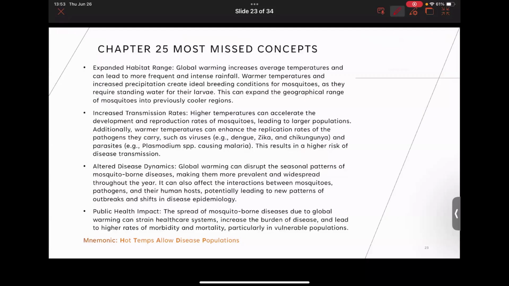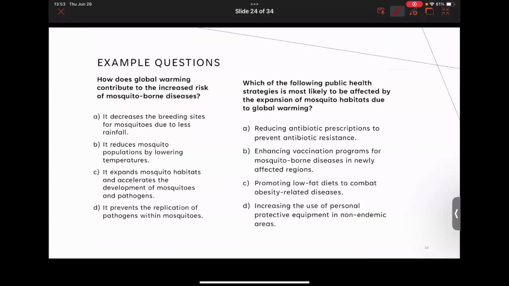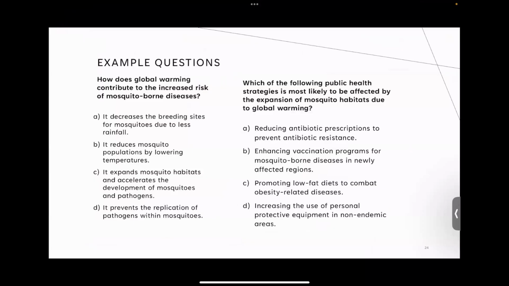Chapter 25, the effect of global warming on disease spread. And so this was leading more into mosquitoes and stuff like that. So global warming, how does it contribute to the increased risk of mosquito-borne diseases? Mosquitoes are moving north, and so are the diseases that they carry, right? So does it decrease the breeding sites due to less rainfall? It's not that. Is it reducing mosquito populations by lowering? No. Is it expanding mosquito habitats and accelerating the development of mosquitoes and the pathogens they carry? Yes. Is it preventing replication of pathogens?